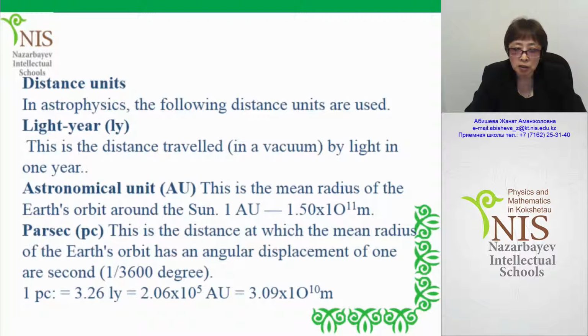Parsec: the distance at which the mean radius of the Earth's orbit has an angular displacement of 1 second, that is 1 divided by 3,600 degree. 1 parsec equals 3.26 light years, equals 2.06 times 10 to the power 5 astronomical units, equals 3.09 times 10 to the power 16 meters.